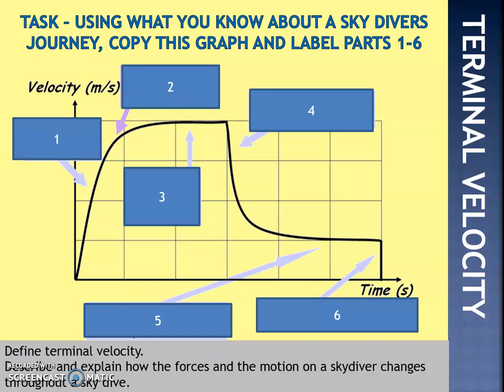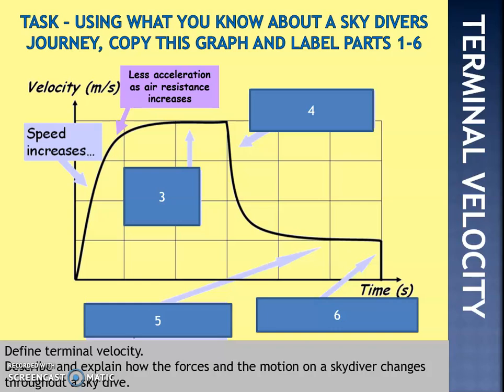Okay, so number 1. The speed increases. At part 2, there's less acceleration because air resistance has increased. At part 3, the terminal velocity has been reached. We can see that from the flat line on the graph.